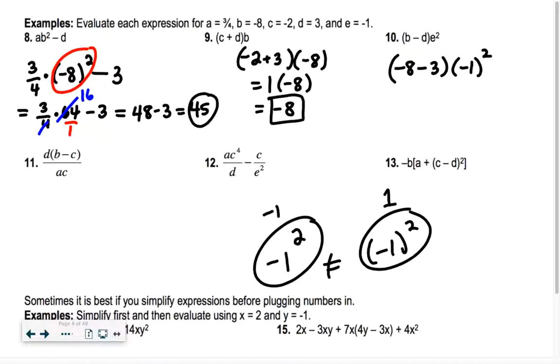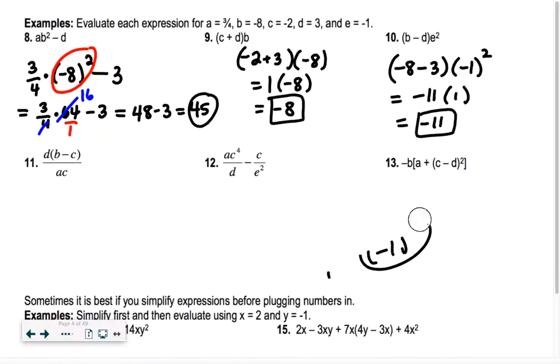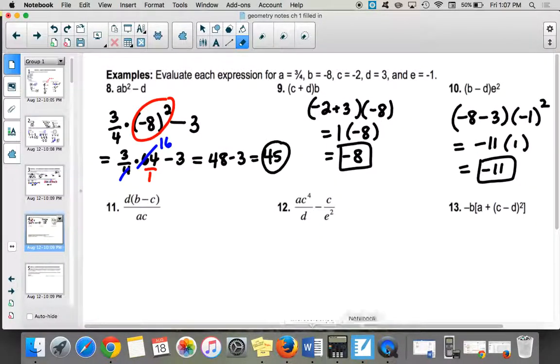Okay, so I have negative 8 minus 3, so that's negative 11. And then I multiply by 1, right? Negative 1 times negative 1 is 1. So my answer then is negative 11. All right, so take a couple seconds and try 11 and 12. I'll pause here.